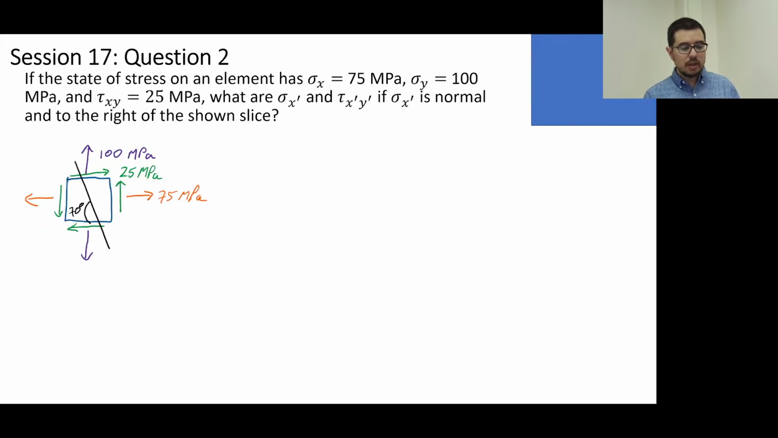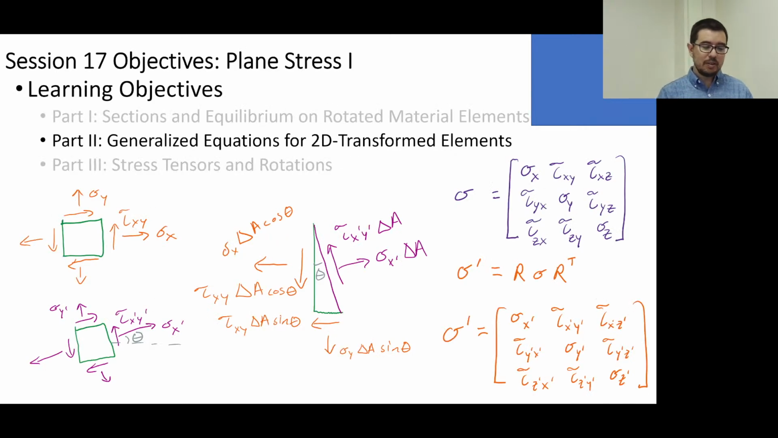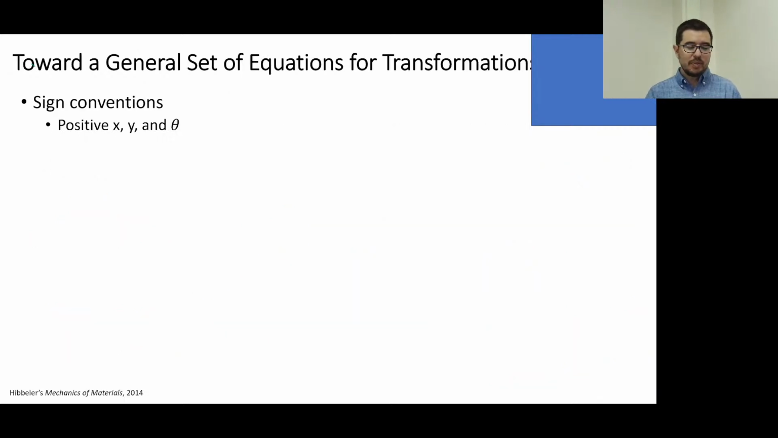And then there will be another question where you have another slice like this, and you can attack that one, and that is just the first part of this. Okay, it'll get better. Generalized equations for 2D transformed elements. Guess what?